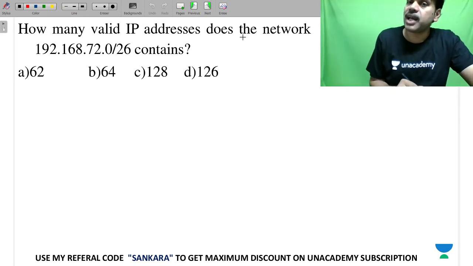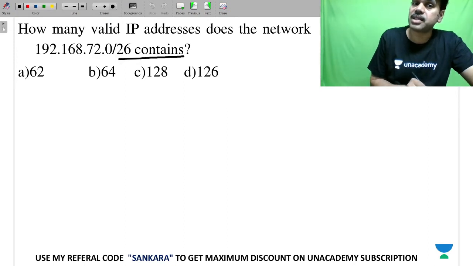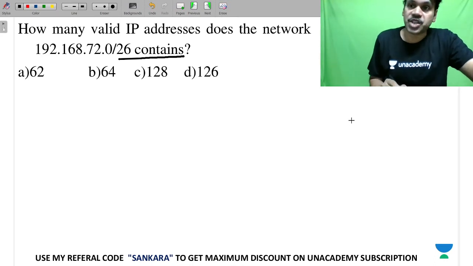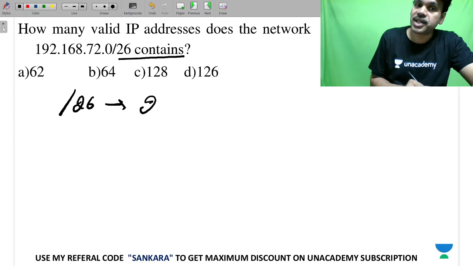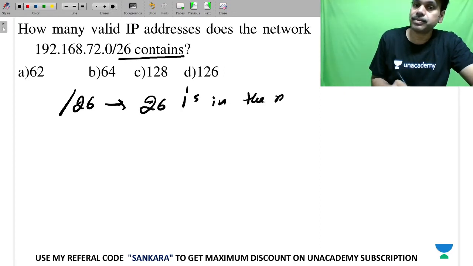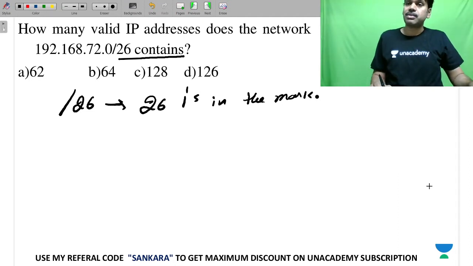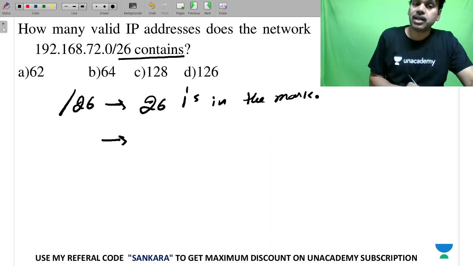How many valid IP addresses does the network /26 contain? When we talk about /26, it is CIDR format only. So there are 26 ones in the mask, and the remaining are all zeros. How many zeros are there? The remaining 6 zeros. 6 zeros in the mask.